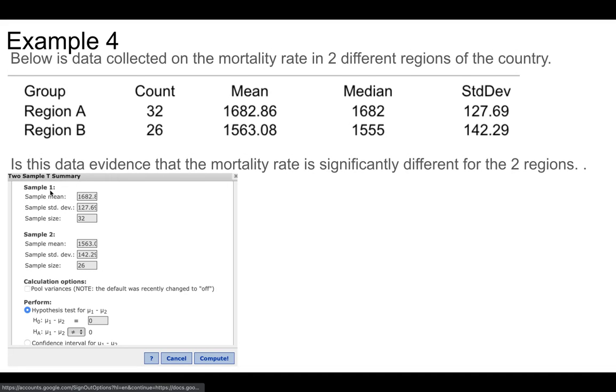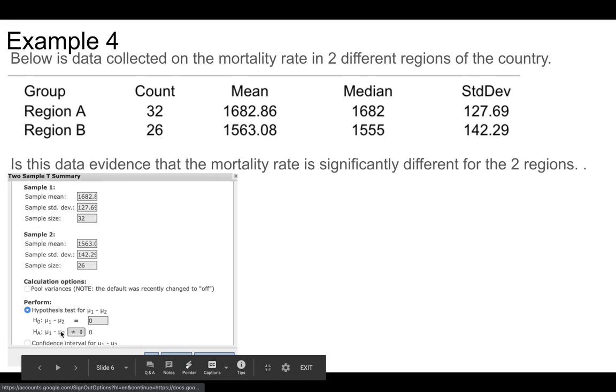All right, so again, I went stats, t-stats, to sample with summary, and I put in the mean, I put in the standard deviation, the count is the sample size. Notice the median didn't matter. That was just useless information they threw in the problem to try to throw you off. Okay, and then I put the information for region B in sample 2. All right, so mean, standard deviation, and then again, the count is the sample size.